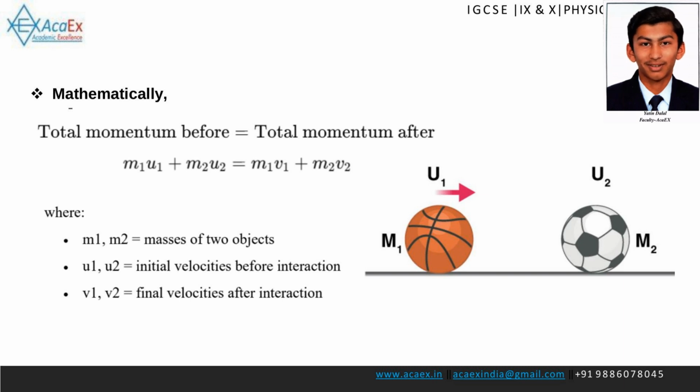Mathematically, the principle of conservation of momentum is expressed as total momentum before equals total momentum after. For two objects interacting, the formula is m1 times u1 plus m2 times u2 equals m1 times v1 plus m2 times v2, where m1 and m2 are the masses of the two objects, u1 and u2 are their initial velocities before the interaction, and v1 and v2 are their final velocities after the interaction.